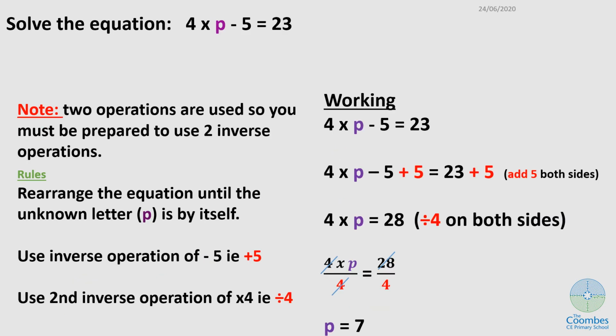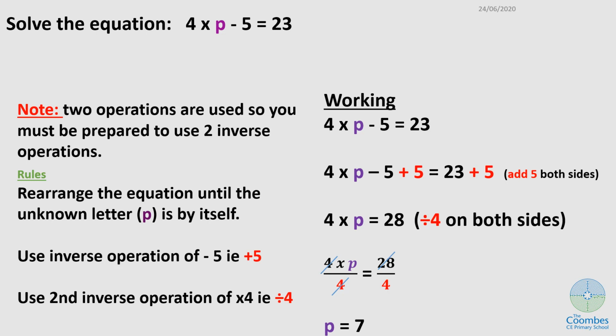Now this is our next equation. In this one, we have 4 times P minus 5 equals 23. Now, a note here, there are 2 operations that are used, so we must be prepared to use 2 inverse operations. So let me start with my rules again.